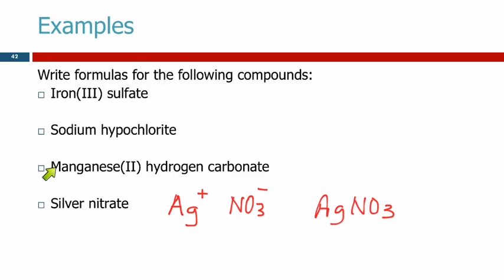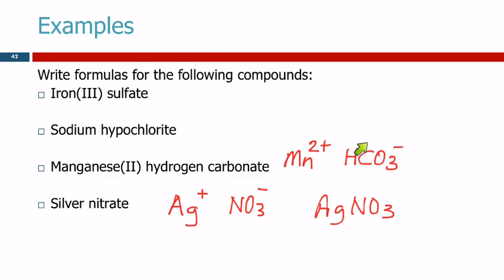I'm going to do this one also. Manganese 2 hydrogen carbonate. There's 3 words there, but there's only 2 ions. So manganese 2. The symbol for manganese is Mn, and the charge is just handed to me, +2. Hydrogen carbonate. That's a polyatomic ion. It's HCO3-, because that's what they decided to call it, and we just have to deal with it.